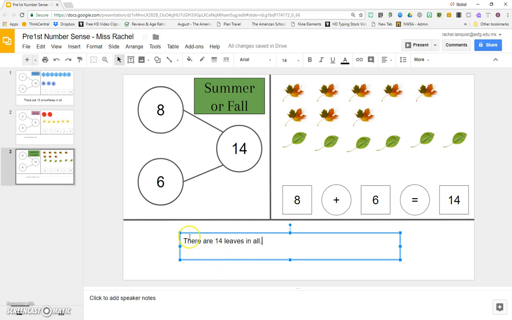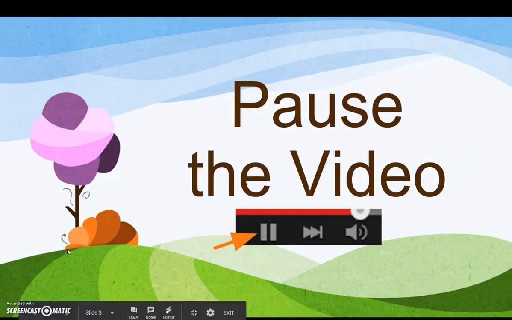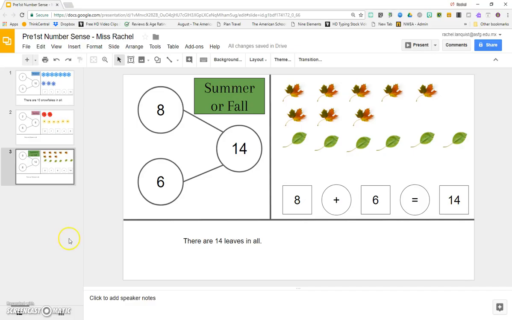Now it's your turn to go ahead and add your number sentence with your total and the type of photo or image you have in there. Go ahead and pause the video and add your word sentence. If you have finished all 3 slides, your next part is an extra.